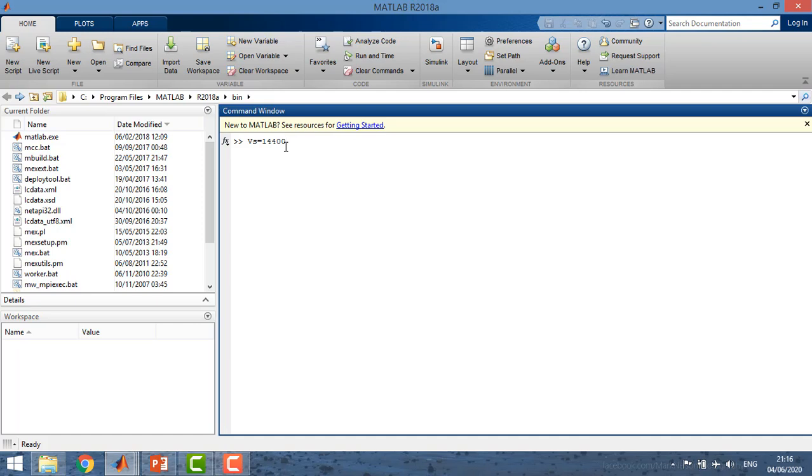Now some of those parameters have been taken from the demonstration model of power transformer that exists in MATLAB. I'm going to show that in a minute. Okay, so we start with the primary impedance.